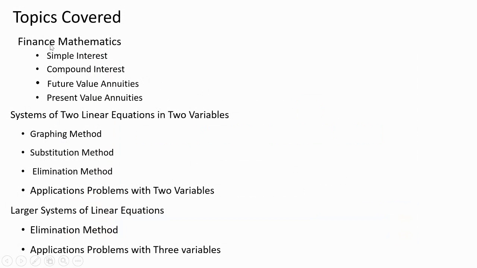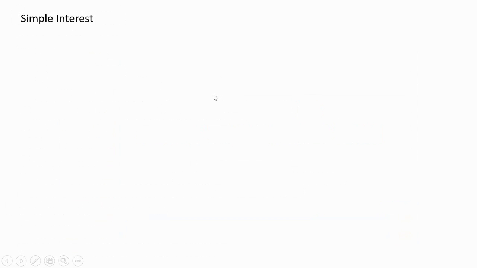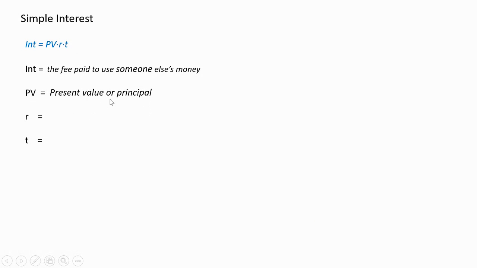So to start, let's start out with simple interest. This is the formula for simple interest. The INT stands for interest, the PV stands for present value, the R stands for interest rate, and the T stands for time. The interest is a fee paid to use someone else's money. The PV is the present value or principal. The R is the interest rate, and it has a percent symbol. And the T is time in years.